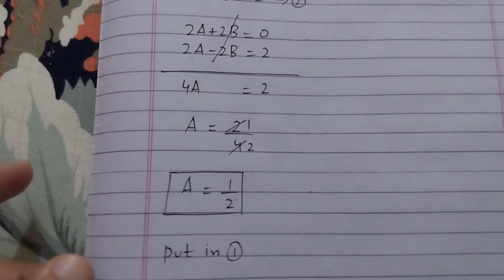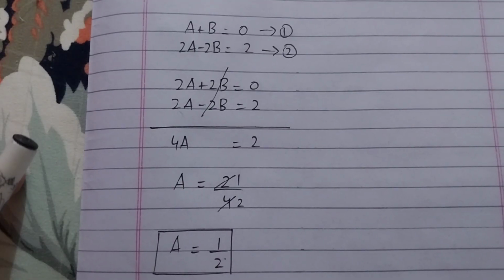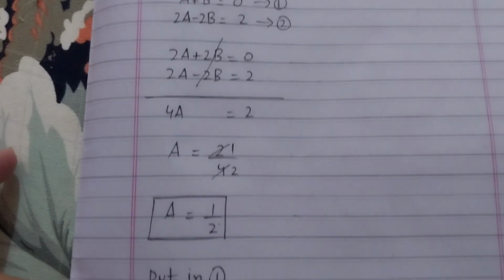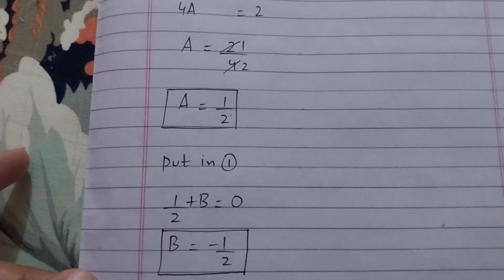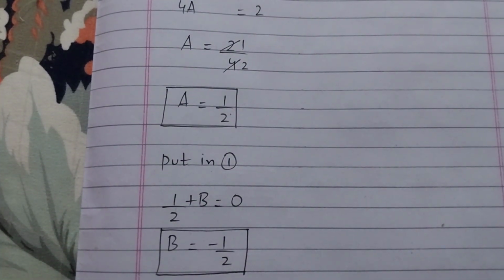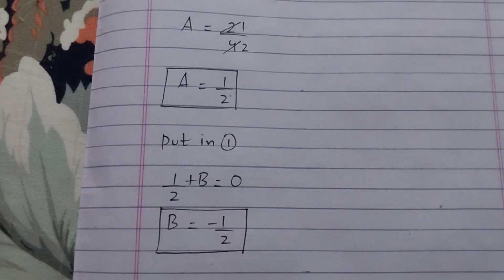And when we put this value of a in either of those two equations, I'm putting it in the first equation, we'll get the value of b. So a plus b was equal to 0, and a is simply 1 over 2. 1 over 2 plus b equal to 0. So 1 over 2 is being added on the left side, it will be subtracted on the right hand side. So we'll get b equal to minus 1 over 2.